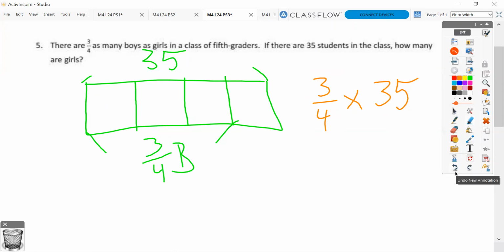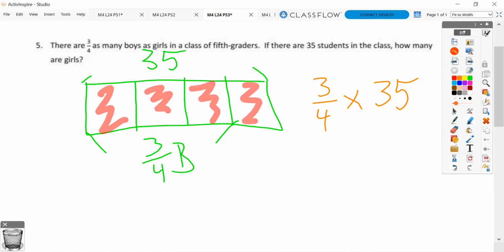Should be smaller, right? Because we're multiplying by a fraction smaller than 1. And then again, if we look at our tape diagram, we know that all these parts are supposed to add up to 35. So it has to be smaller than 35, right? If it was bigger, that tape diagram wouldn't make sense. All right, well, let's keep working through it.